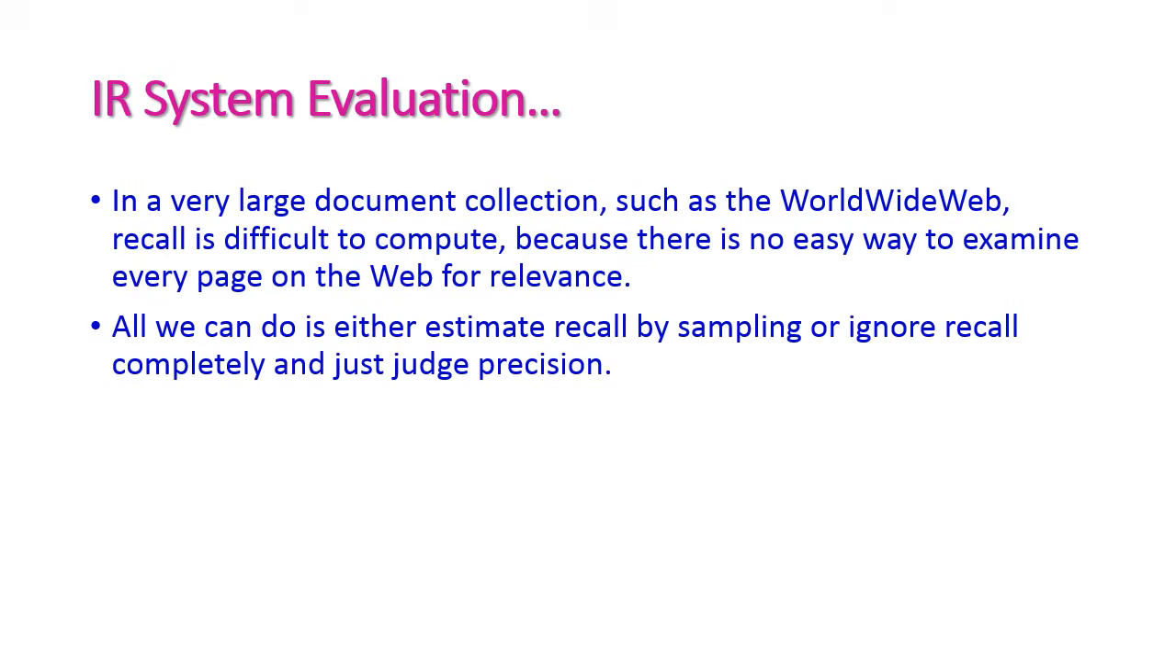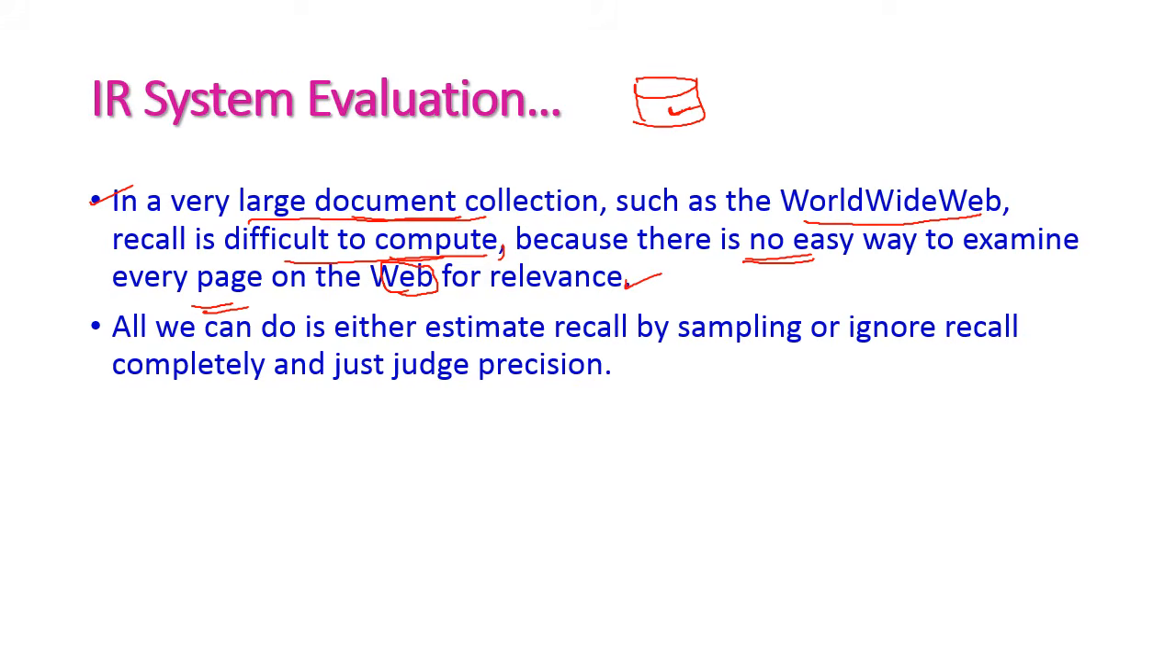If the document collection is very small, we can easily compute the precision and recall. But if the collection is very large, a huge volume of documents in the repository, then it is somewhat difficult to compute precision and recall. For example, the World Wide Web has a very huge volume of data, so it is very difficult to compute precision and recall, because there is no easy way to examine every page of the web for relevance.